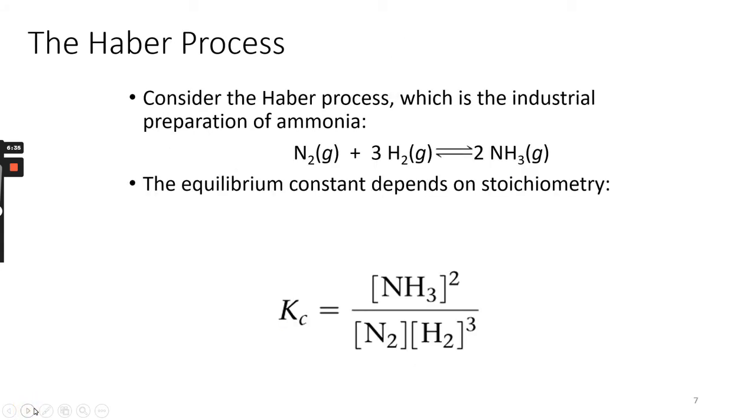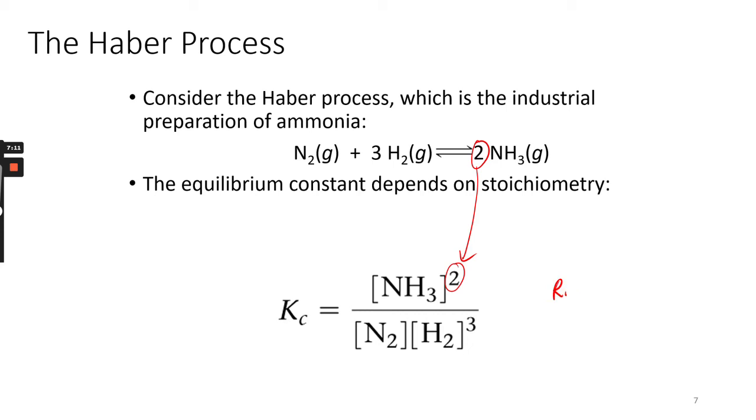So the Haber process is a famous chemical process that is very important even today because it helps us produce NH3, which is used in fertilizer, which helps us grow plants. But anyway, considering the Haber process, which is how the industry produces ammonia, we have this equilibrium reaction right here. So the equilibrium constant for this would be your products raised to the coefficient divided by your reactants raised to each coefficient.